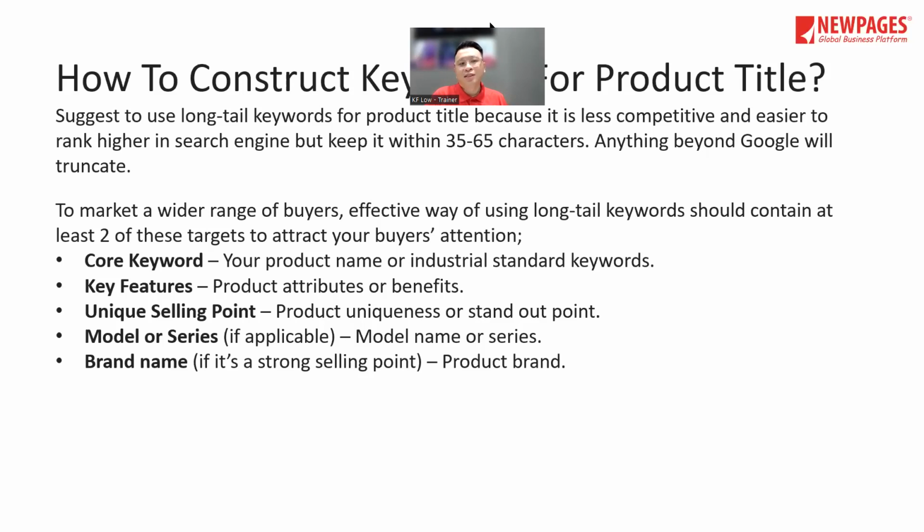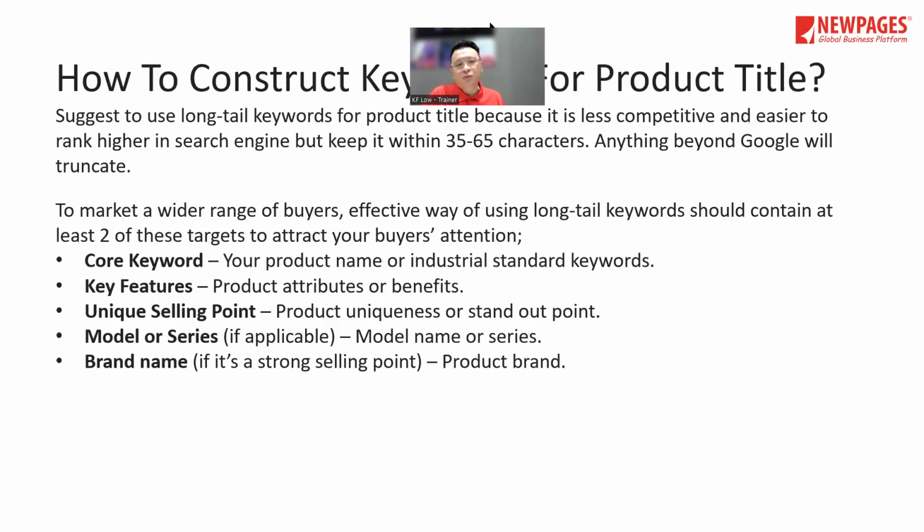usually we will suggest that you use long tail because it is less competitive and easier to rank higher in search engines. But you need to keep it within 35 to 65 characters, okay? Anything beyond, Google will truncate. The definition of truncate is, if your sentence is too long, say it reaches 65 characters, then you will see this three dot. Later I'll show you. Whatever you key in beyond that, Google may not consider. So try to keep within 35 to 65.